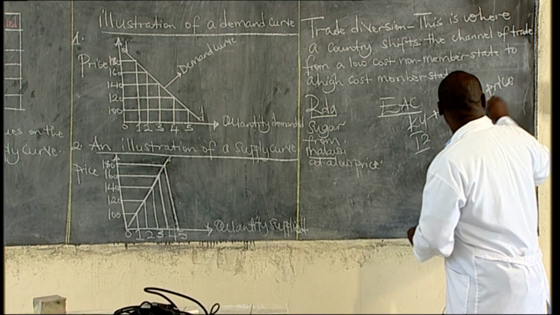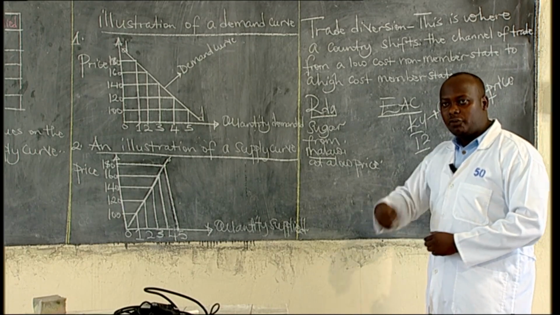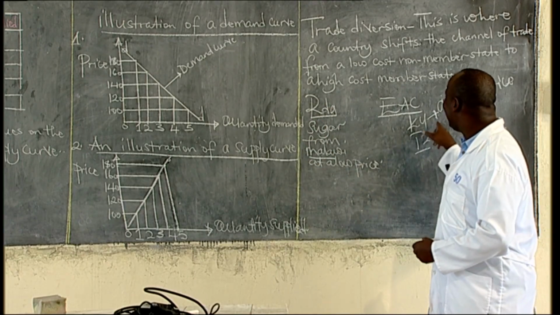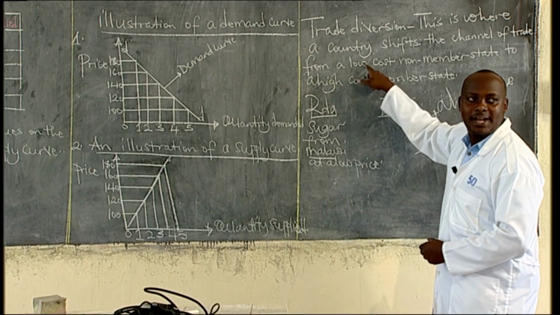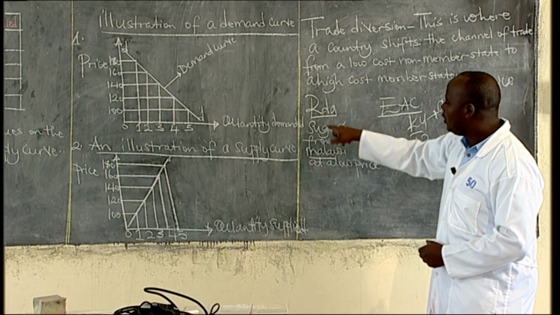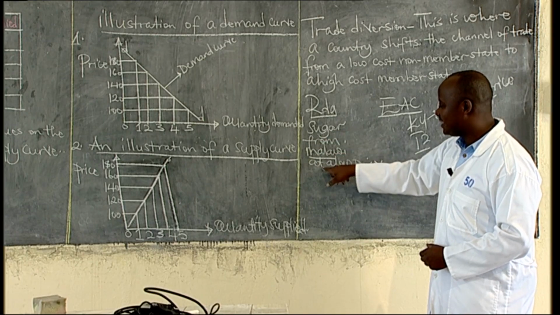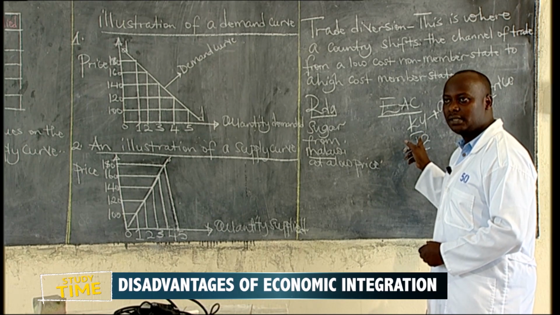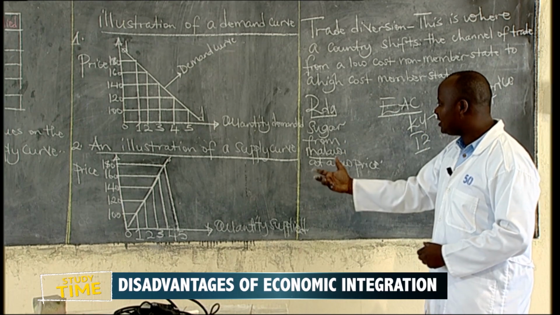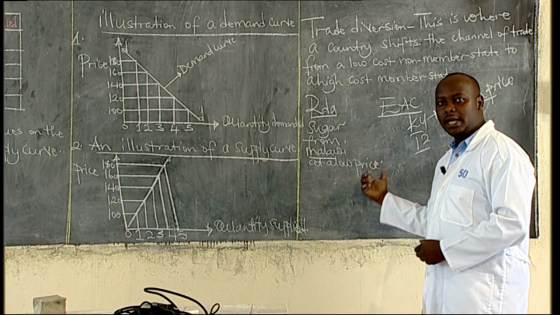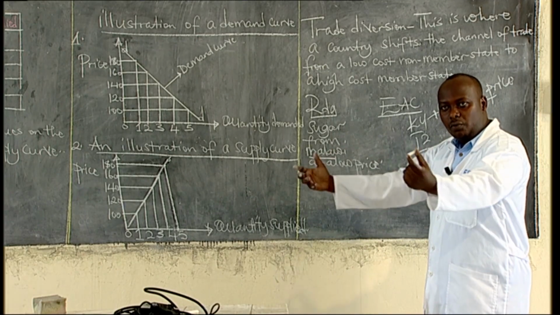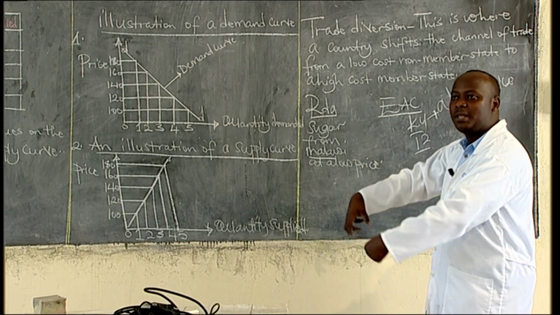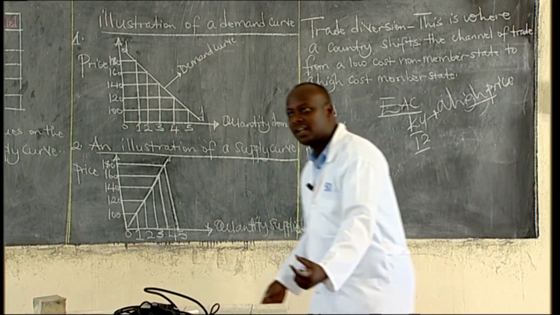Now, the disadvantage of economic integration: a country may be forced to buy goods from within the region at a higher cost. That is what we call trade diversion. A country is shifting the channel of trade from a low-cost non-member state to a high-cost member state. They used to buy sugar from Malawi at a low cost before joining the economic integration. Now they have joined and are trading with other countries in the region. The country may be forced to buy products within the region at a higher price, which is a disadvantage of economic integration.